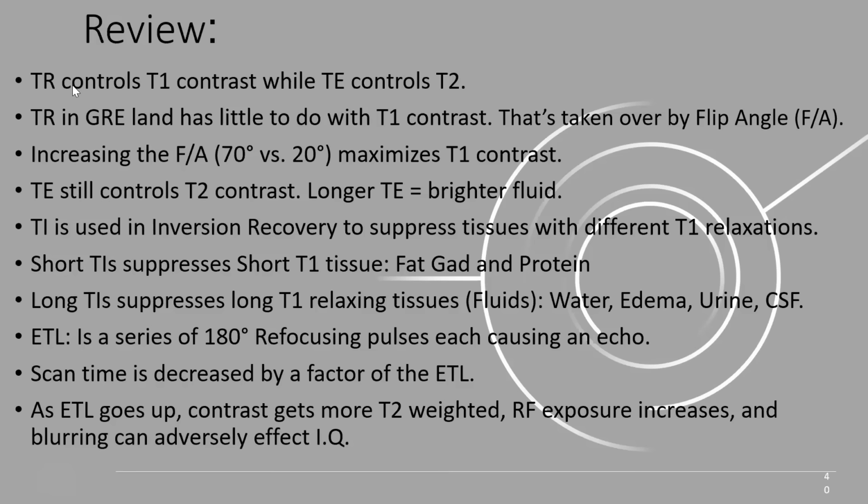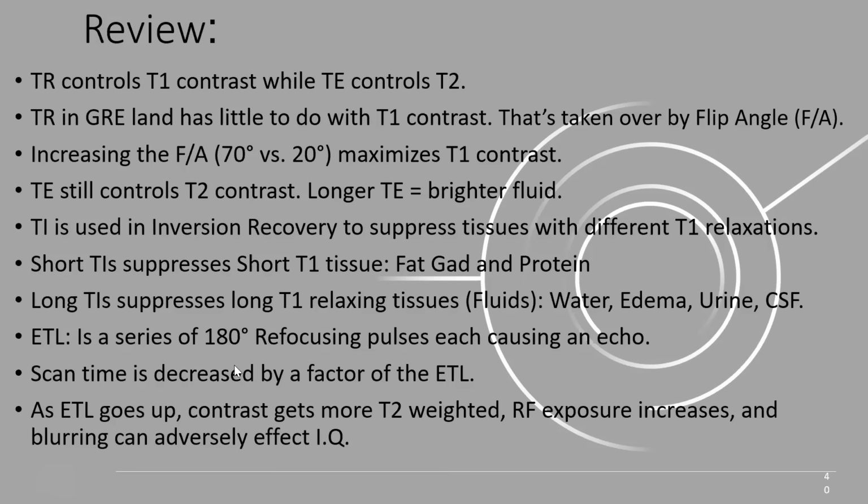All right, so TR controls T1, TE controls T2. TR in gradient echo land doesn't have a whole lot to do with contrast. That's mostly flip angle. Higher flip angles are going to increase T1 contrast. Remember, flip angle is the volume control for T1 contrast. TE is still for T2. Inversion recovery, or the TI, is what suppresses the tissues that have different T1 relaxations. So short suppresses short and long suppresses long when you're doing inversion recovery.